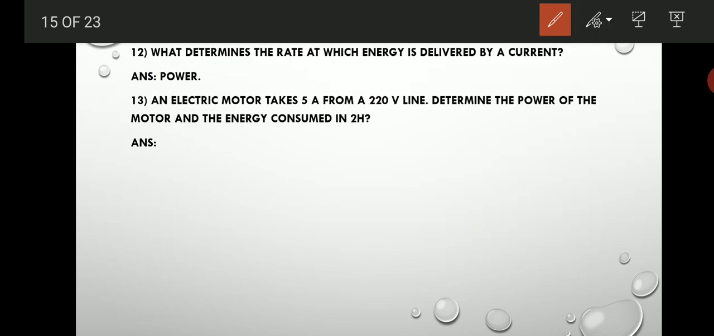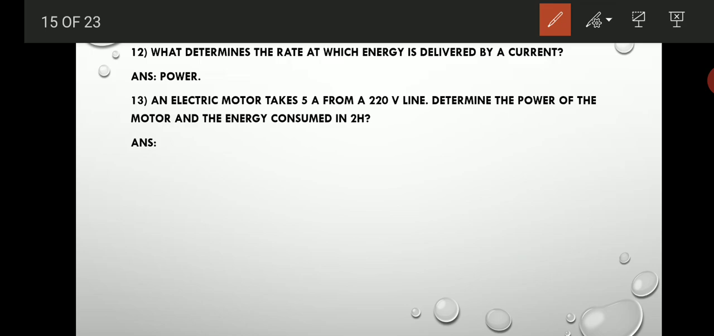The next question, an electric motor takes 5 ampere from a 220 volt line. Determine the power of the motor and the energy consumed in 2 hours. Okay, here two questions are there. So in the first case you need to find the power of the motor, and in the second case the energy consumed in it by using the value of power. Okay, let's solve the first part, that is power. So what is the formula?